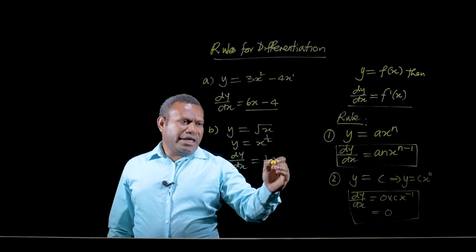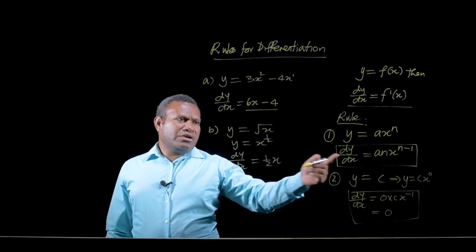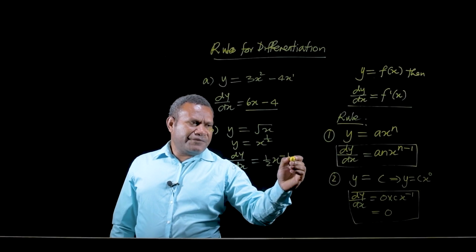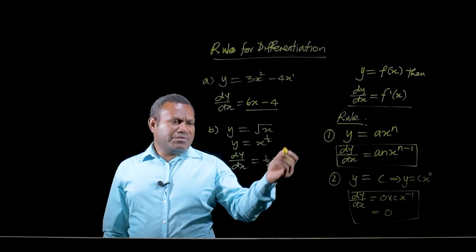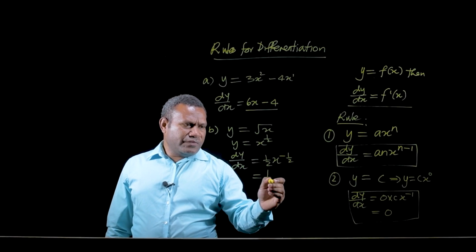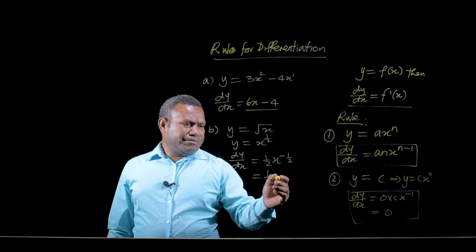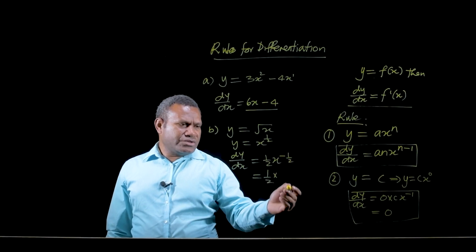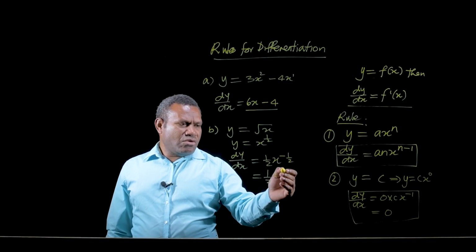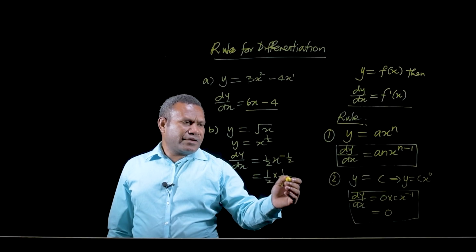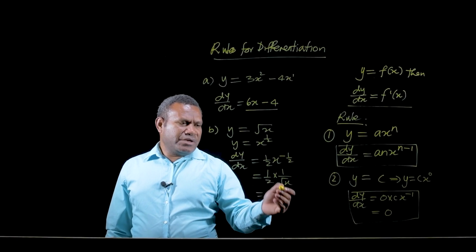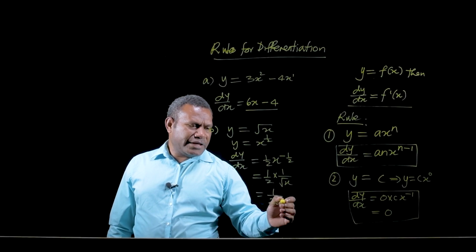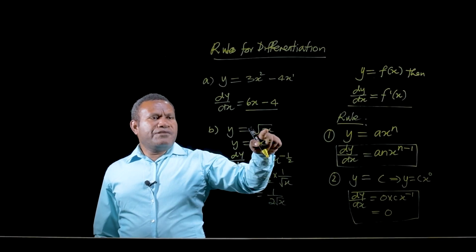x raised to the power of, what am I going to do? I will have to subtract 1 from this. So half take away 1 will be negative a half, right? So this can be written as 1 over 2 multiplied by, this is a negative exponent, so this can be brought down as 1 over square root of x. And so it becomes 1 times 1 is 1 over 2 square root of x. So this is basically the gradient of this function here.